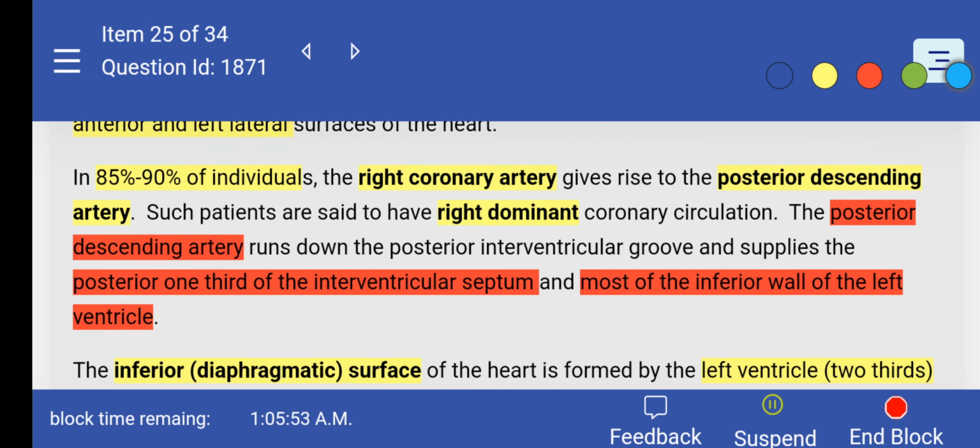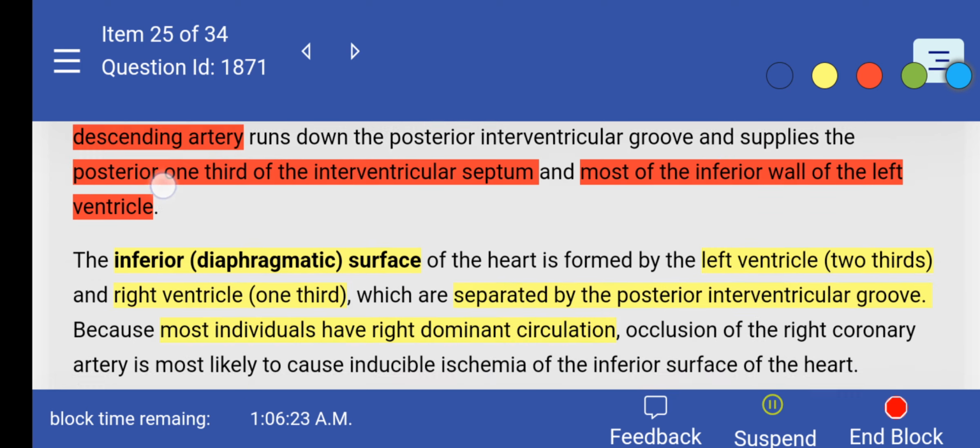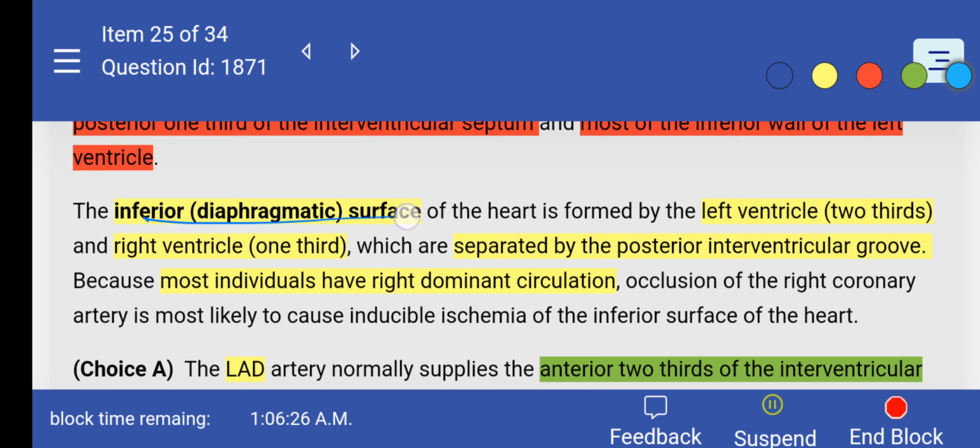In 85 to 90% of individuals, the right coronary artery gives rise to the PDA, the posterior descending artery. Such patients are said to have a right dominant coronary circulation. The PDA runs down the posterior interventricular groove and supplies the posterior one-third of the interventricular septum. That means it supplies the posterior surface and most of the inferior wall of the left ventricle. This is important: the inferior diaphragmatic surface of the heart is formed by the left ventricle, two-thirds, and the right ventricle, one-third, separated by the posterior interventricular groove.